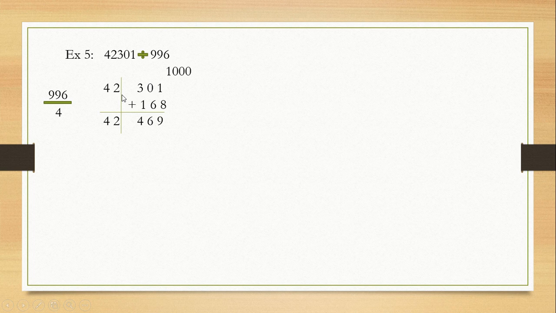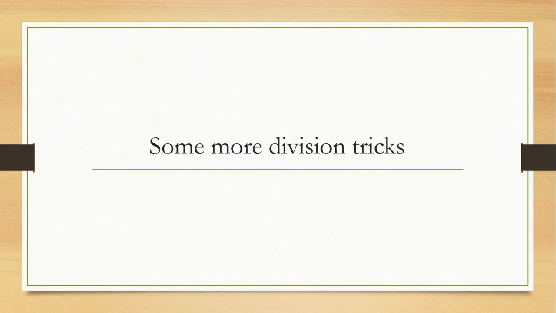See here, what is the first step? We have to bring down this 42 as it is. As we are having fewer digits compared to our divisor, we will bring down 42 as it is, and this 42 should be multiplied by 4. You will get 168. That 168 should be added to 301. The total is 469. That is the answer, that 42 is our quotient and 469 is the remainder. What is the answer for our question, 42,301 divided by 996? The quotient is 42 and the remainder is 469.